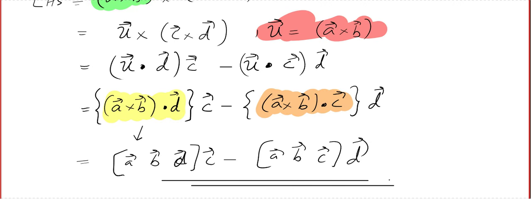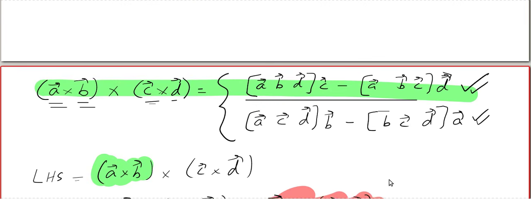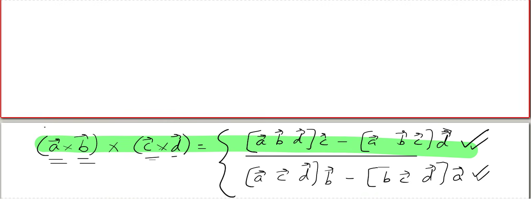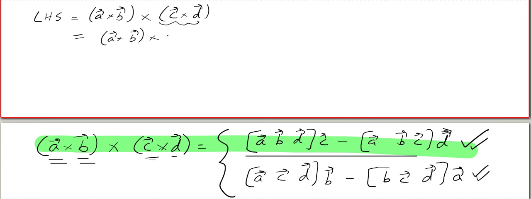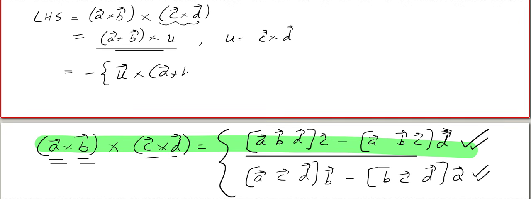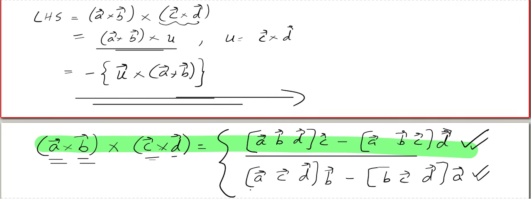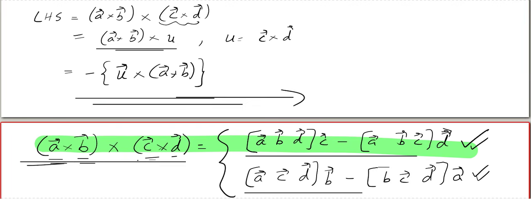By the way, if you want to prove the second expression, I told you there are 2 possible values. You start with the LHS, and then we put this part as U. Now this is not a vector triple product, so we interchange. Now this is a vector triple product. I'm leaving the remaining proof. Try to prove it, because sometimes they may ask, prove that this is equal to.